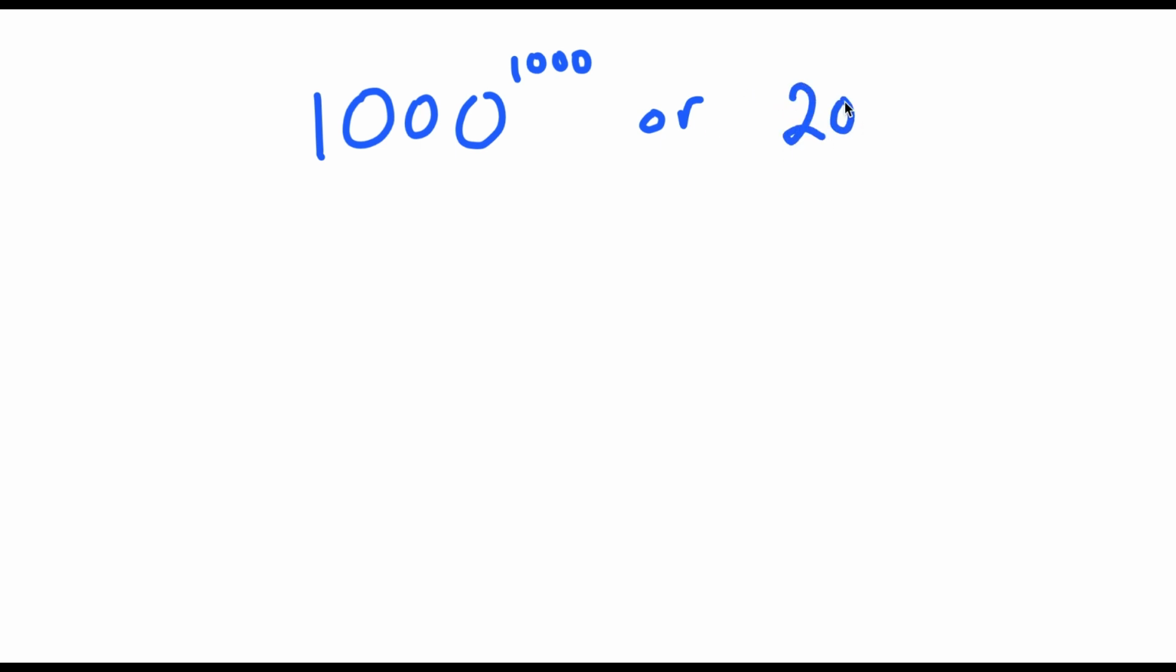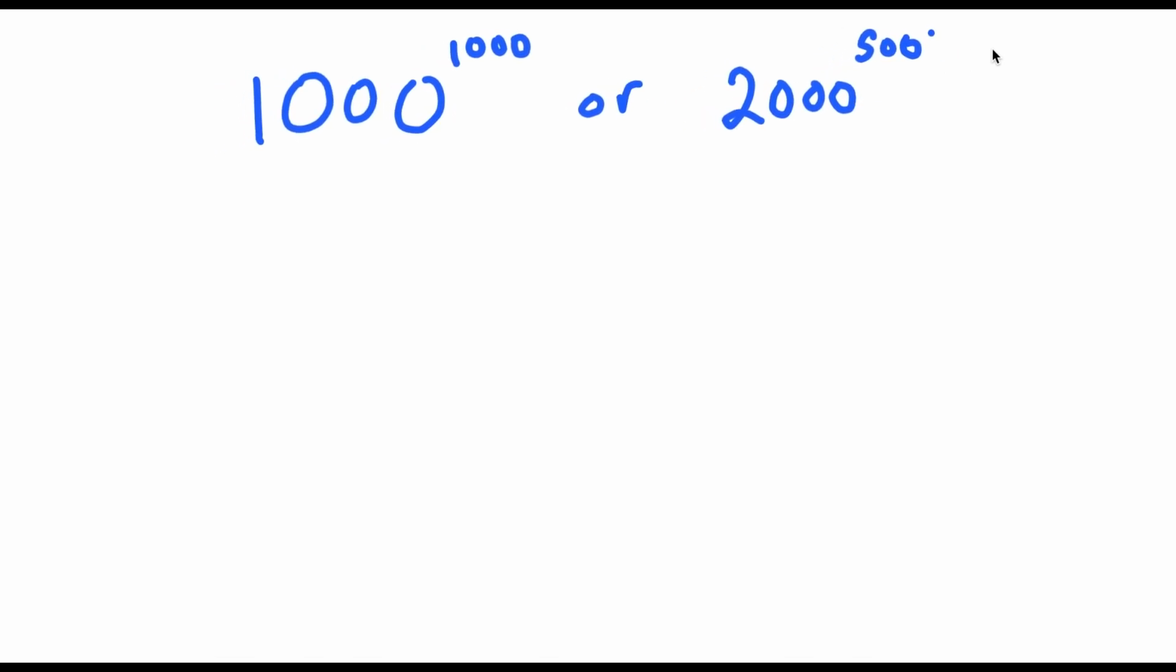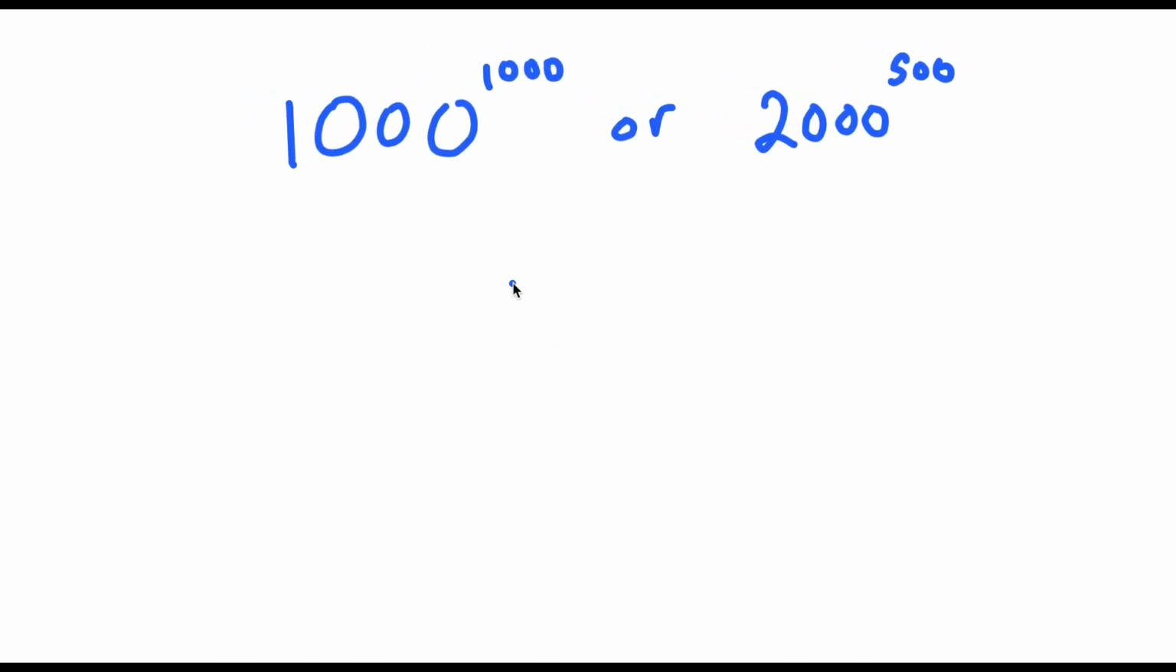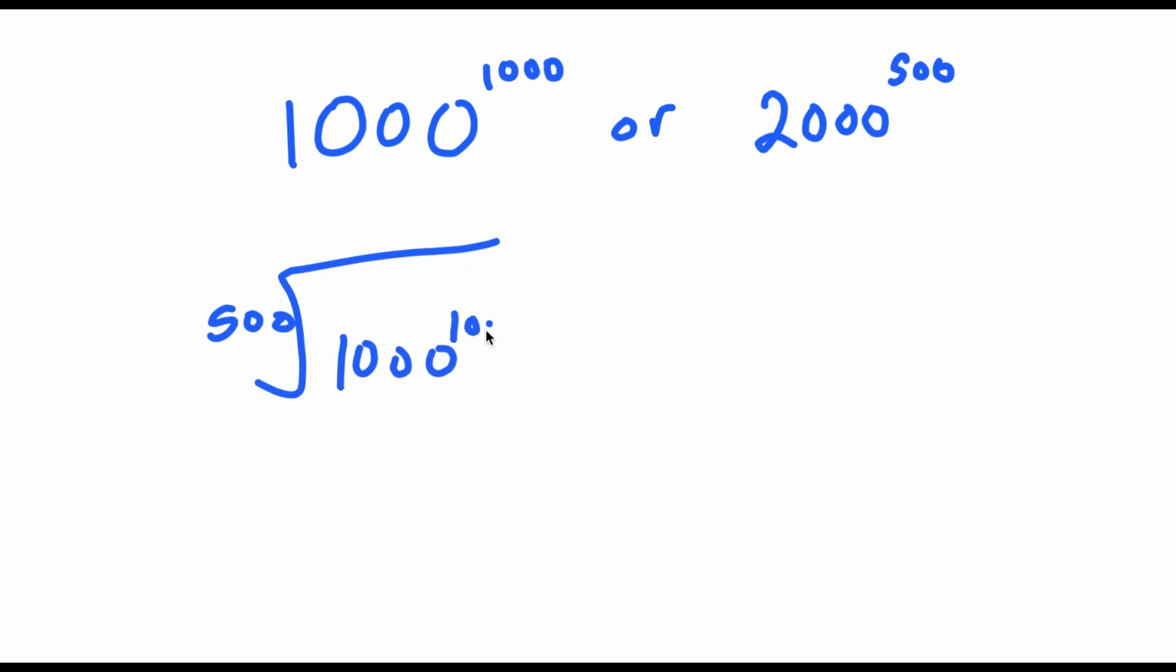Alright, so in this video, I'm going to be finding out which of these terms is bigger. So I'm comparing 1,000 to the power of 1,000 with 2,000 to the power of 500. So which of these two terms is greater than the other? So to find this out, what I'm going to do is start off by taking the 500 root on both sides. Well, not both sides, just for both the terms.